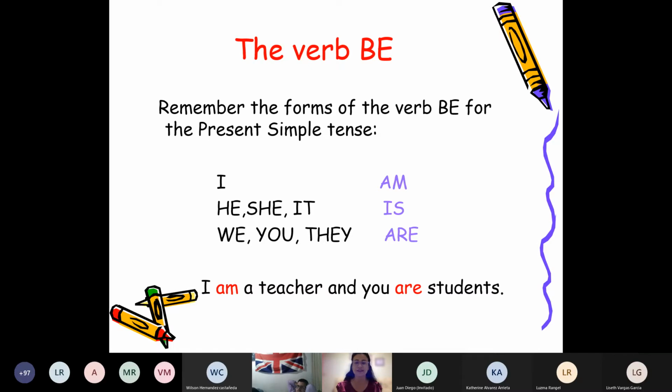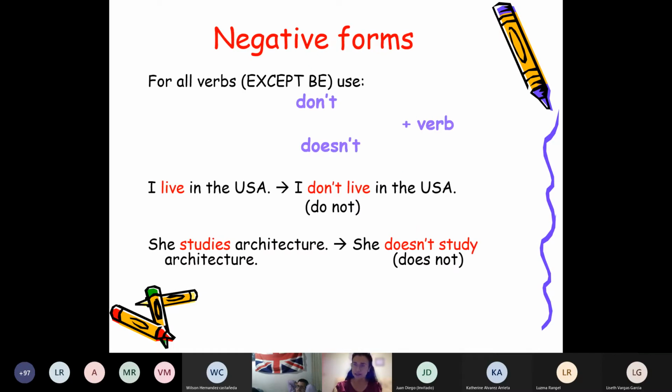When you have negative sentences, there is an auxiliary in order to express the negative, which are do and does. The negative forms are don't and doesn't. Okay? And remember that all verbs except the verb to be have the auxiliaries do or does for the negative form. For example, I live in the USA, but the negative form is I don't live in the USA. That is the negative with the auxiliary do.